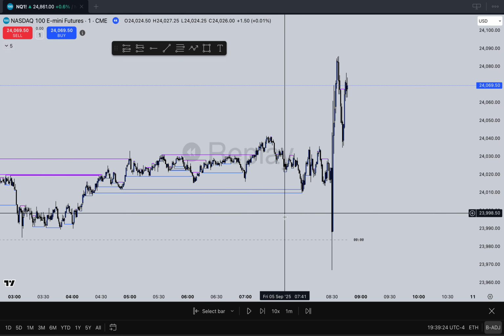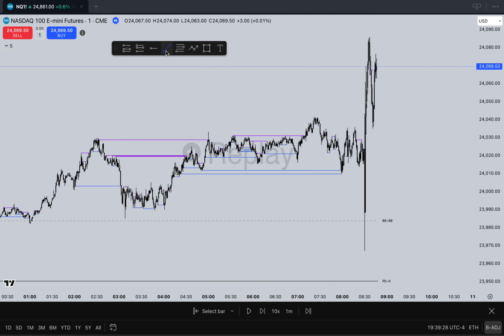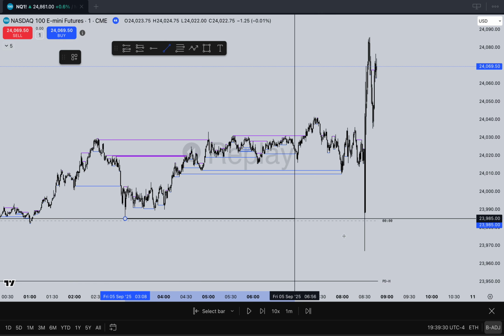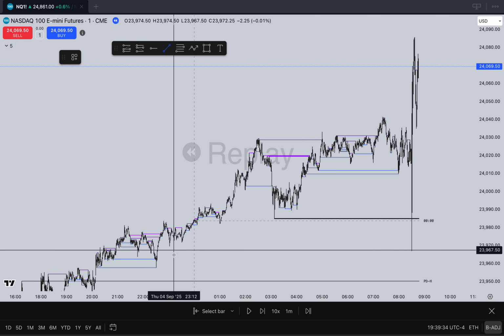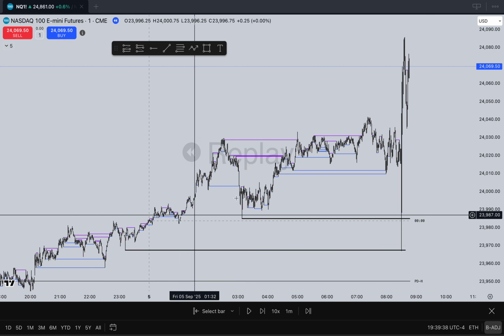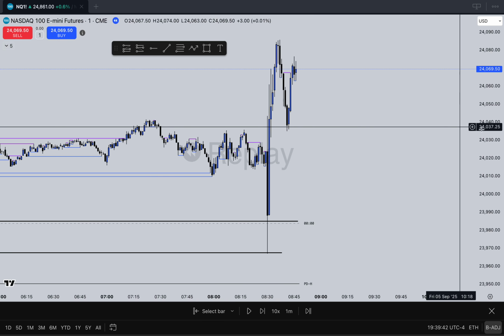I'm actually going to zoom out for a second and just test you, see if you can find out where it is. I'll highlight the liquidity that the leg swept out, and then you'll tell me where the order block was. So here's all the liquidity that this leg swept out. Where in here is the order block?